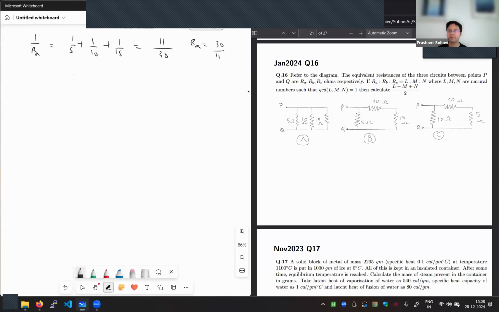In the same way, I can simplify Rb. So in Rb, first this 10 plus 15 can be added together in series to 25. So it is simply 5 and 25 in parallel, right? So 1 upon Rb will be 1 upon 5 plus 1 upon 25.